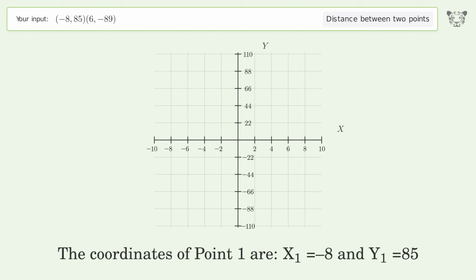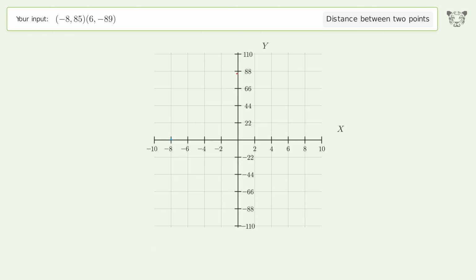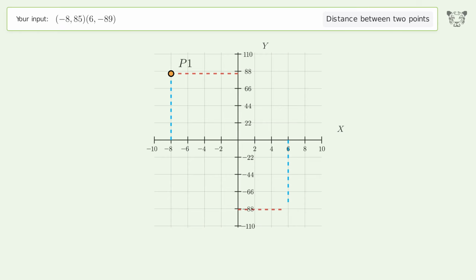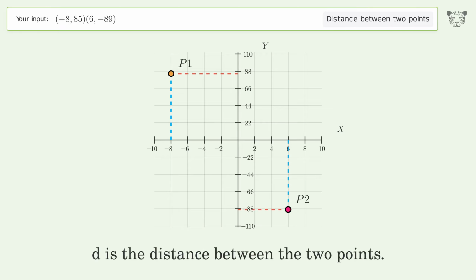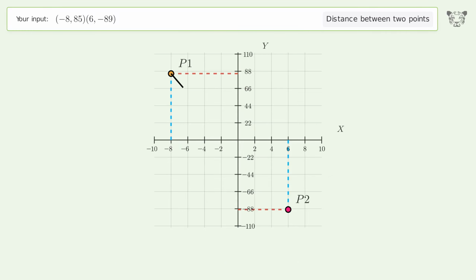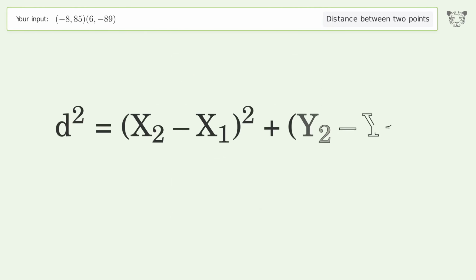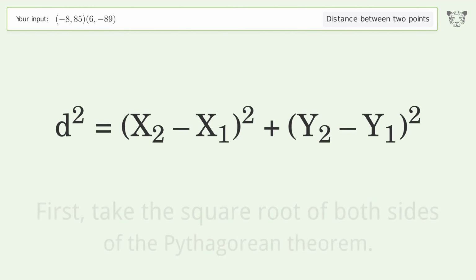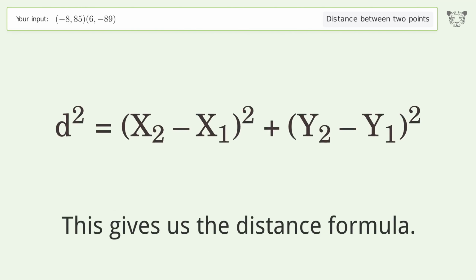The coordinates of point 1 are x1 equals -8 and y1 equals 85. The coordinates of point 2 are x2 equals 6 and y2 equals -89. D is the distance between the 2 points. First, take the square root of both sides of the Pythagorean theorem. This gives us the distance formula.